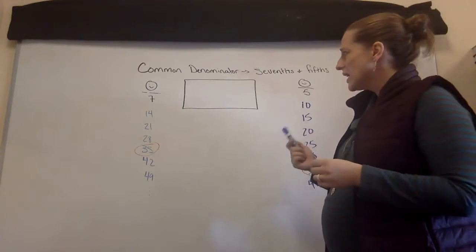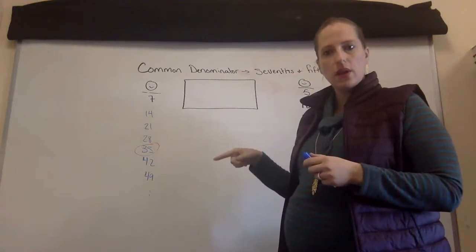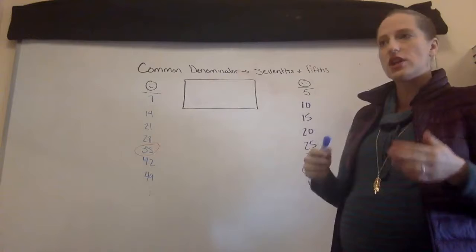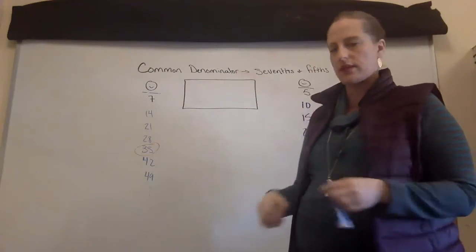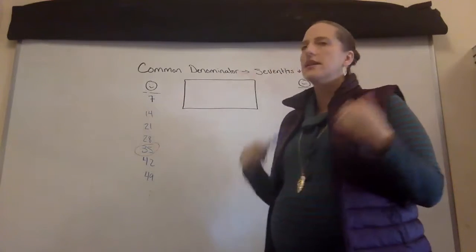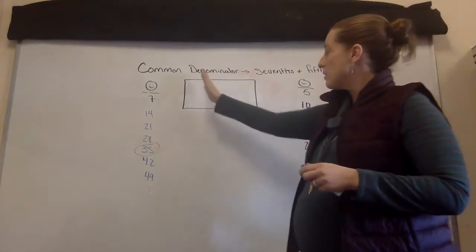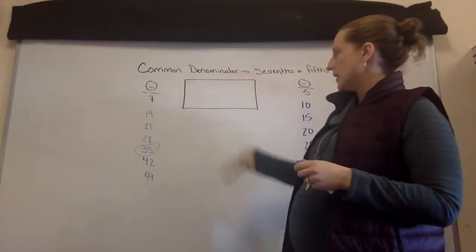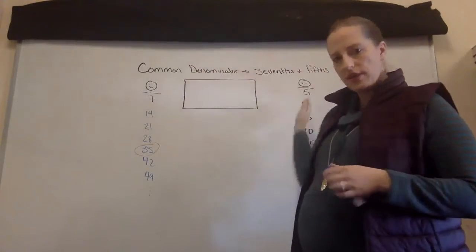And I'm going to say, okay, can I show sevenths on this area model? Well, sure. Sevenths just mean that my whole is divided into 7 equal pieces. Remember that our denominator tells us the number of equal pieces that our whole is split into. So I'm going to take my area model, my rectangle here, and I'm going to divide it into sevenths. 1, 2, 3, 4, 5, 6, 7. So I'm going to show 7 pieces.